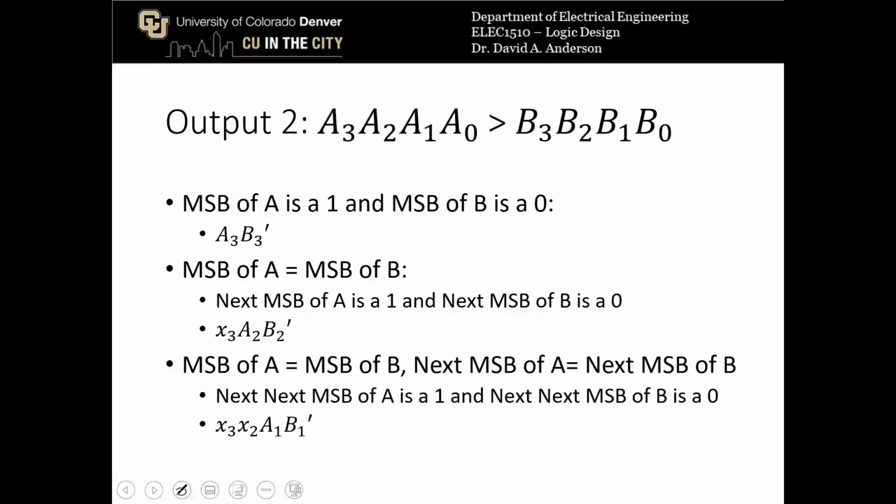And then there's an additional term for A sub 0, B sub 0, which would be x sub 3, x sub 2, x sub 1, A sub 0, B sub 0 prime. So we just take the OR function of all of these possibilities, so we put them all into an OR gate, and if any one of them is true, then A is greater than B.